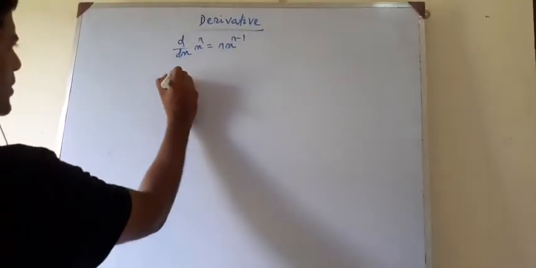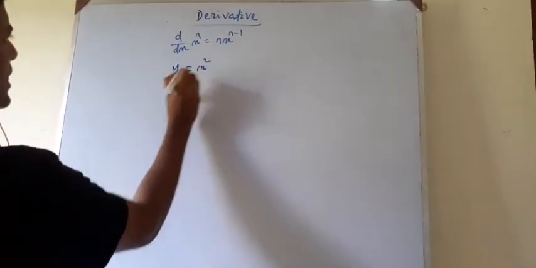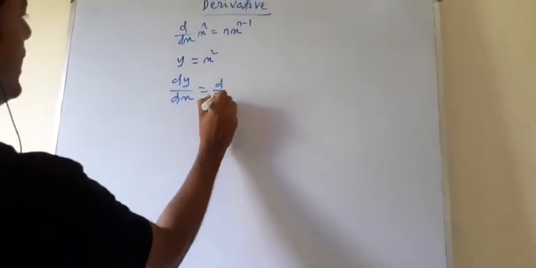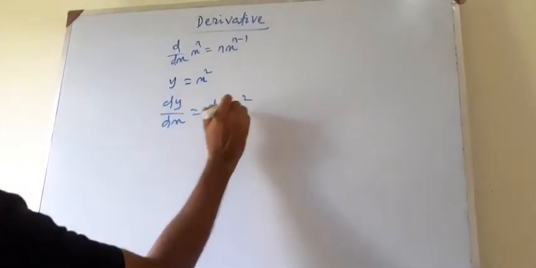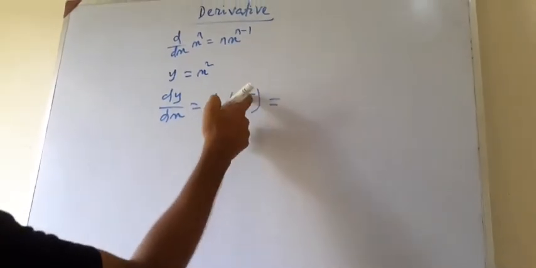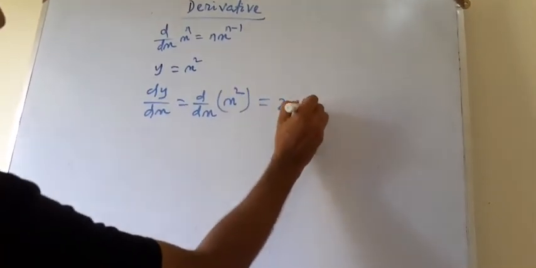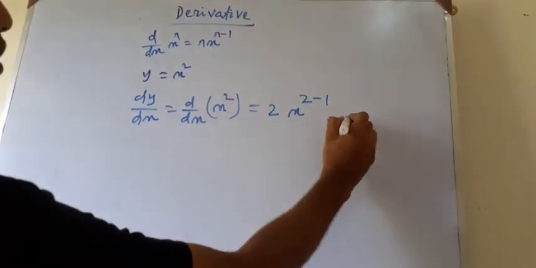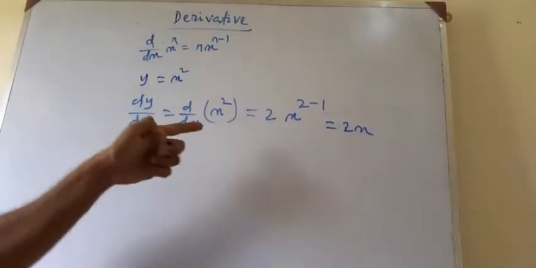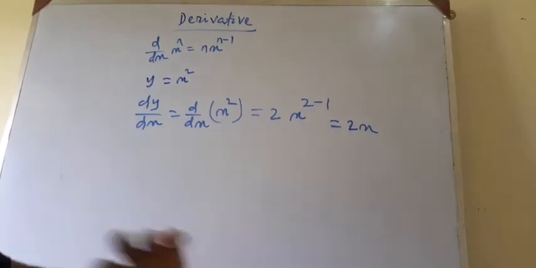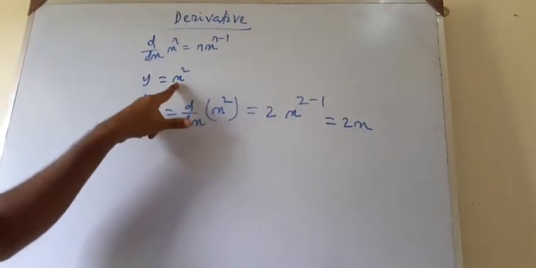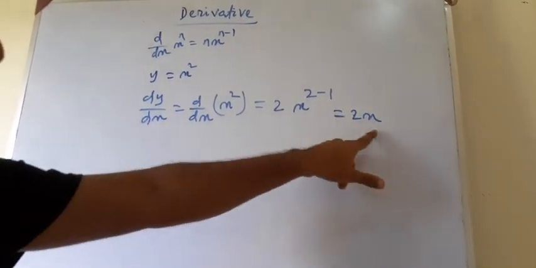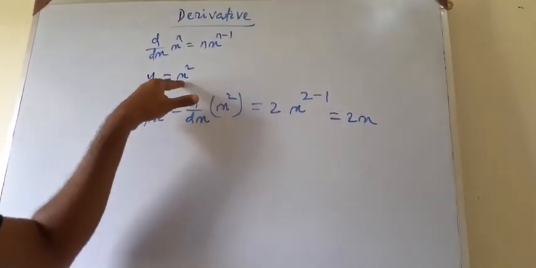So better to solve a question. Let's say y equals x square. Find dy by dx. It will be d by dx of x square. What will happen here? n is 2. So n into x to the power n minus 1: 2 into x to the power 2 minus 1, that is 2x. Basically derivative means reducing things. My primary function was x square. After differentiating it with respect to x, I am getting 2x. 2x is less than x square.